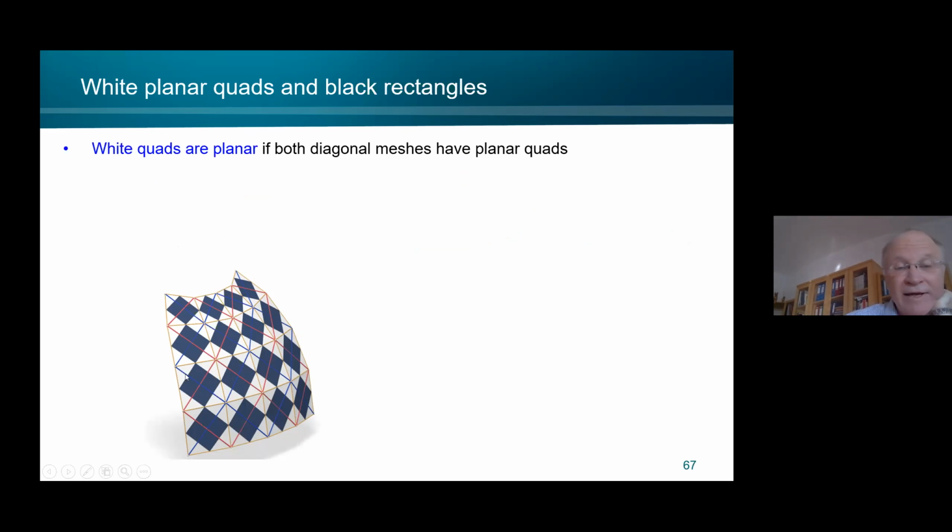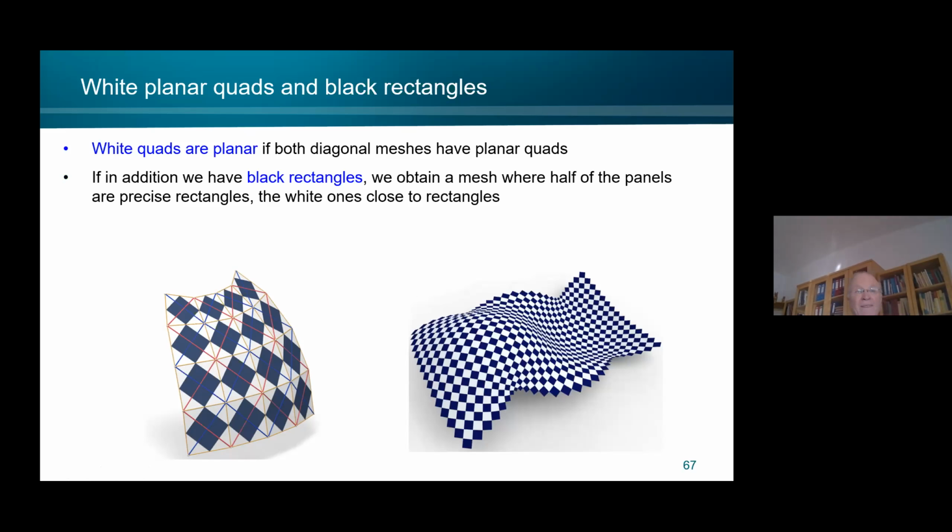So the corresponding face in the diagonal mesh is twice as large as the face here, so in this white face. So we just have to make sure that all these faces in the two diagonal meshes are planar. That's not hard. And if in addition we want to have this orthogonality, we just make sure that the diagonals in each face are orthogonal. And we get then, for example, a checkerboard pattern which is formed by precise rectangles and by white faces which are planar and nearly rectangular.